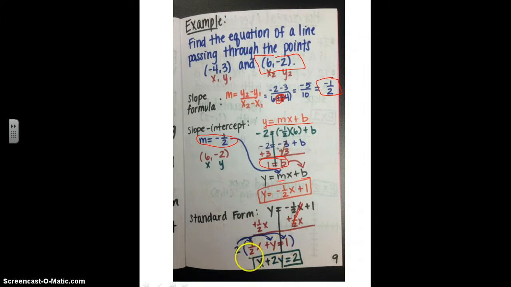And then because a cannot be a fraction right here, I'm going to have to multiply everything by the 2. So 2 times 1/2 gives me just x, or 1x if you want to put the 1 there. 2 times y gives me 2y, and then 2 times 1 gives me 2.